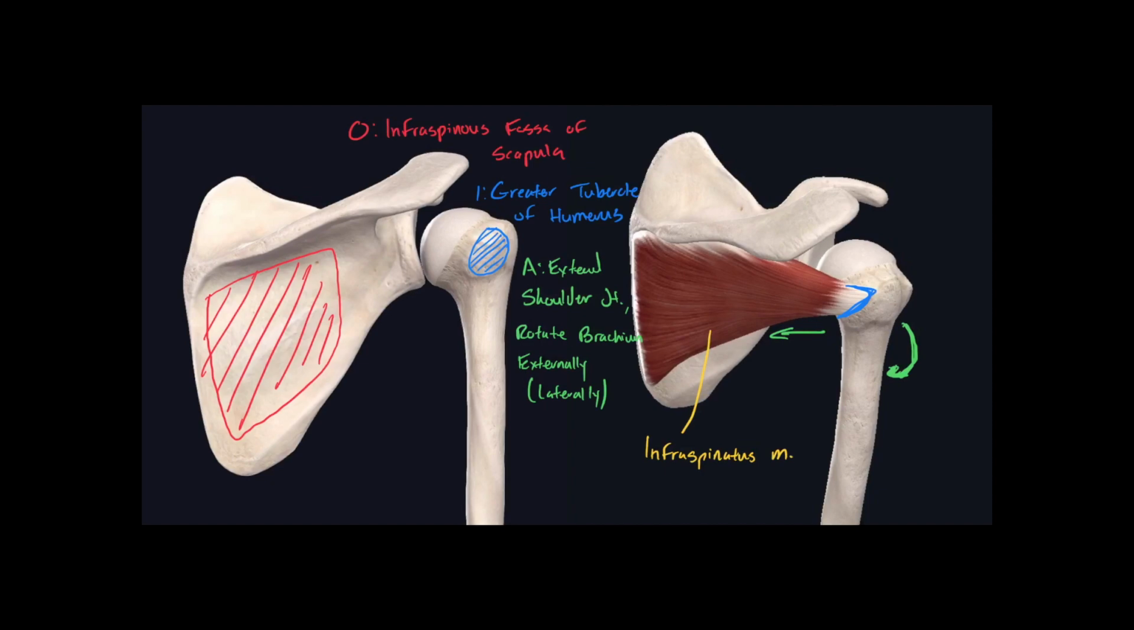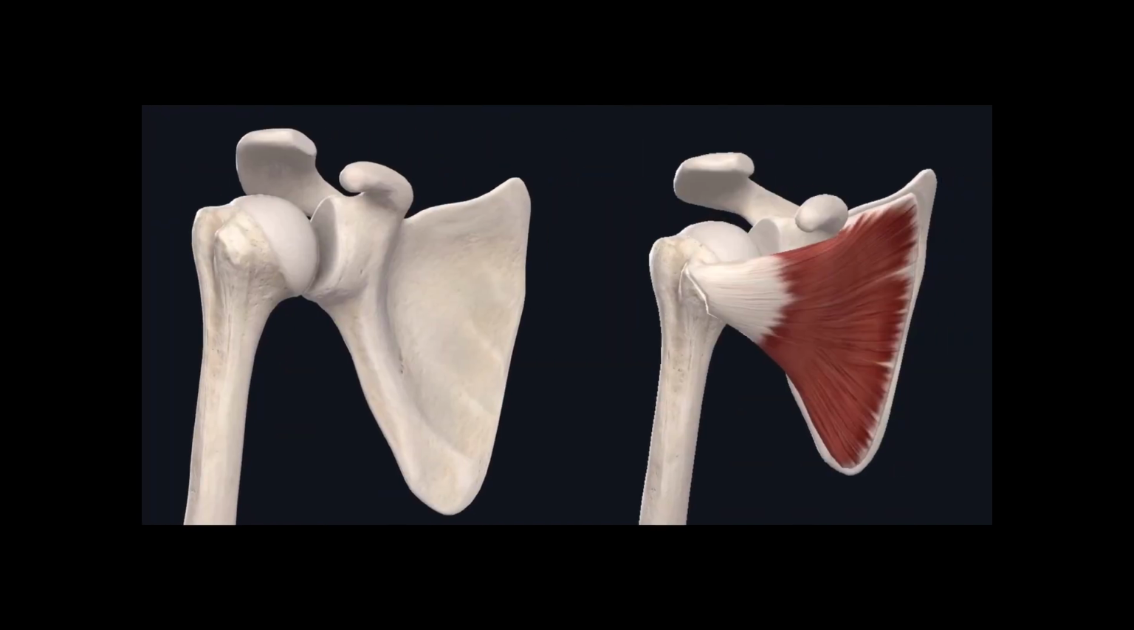Awesome, and that's all you need to know for the infraspinatus muscle. Now let's go ahead and move on to the next one. Alright, now the name of this muscle right here is the subscapularis muscle. Now let's think, where does it seem to be residing? What do you think the origin is?